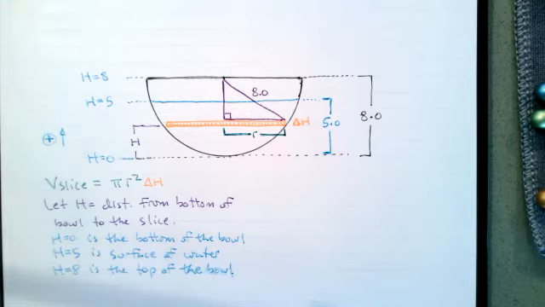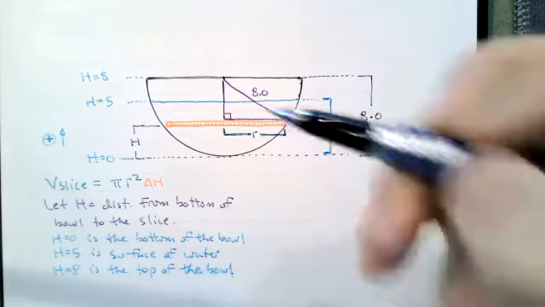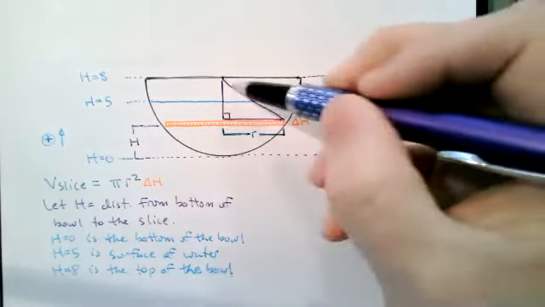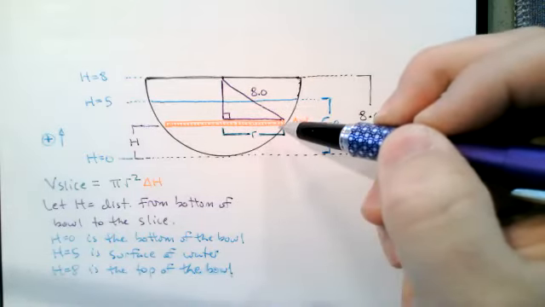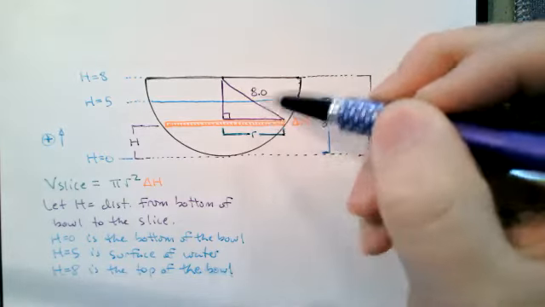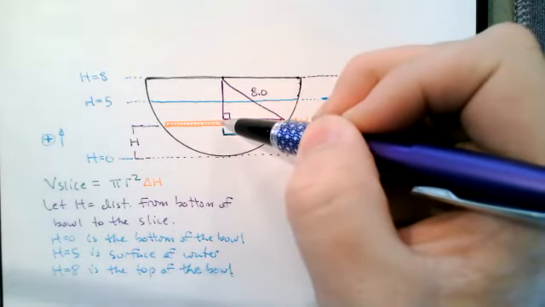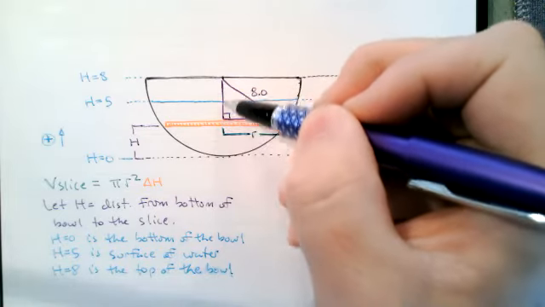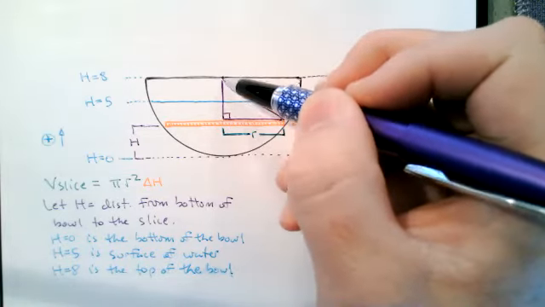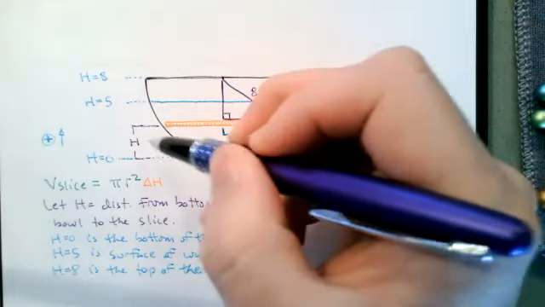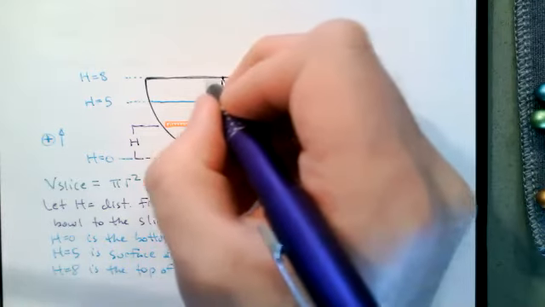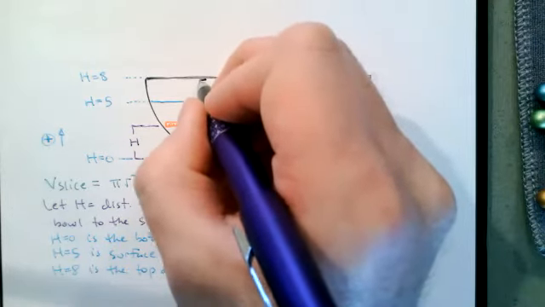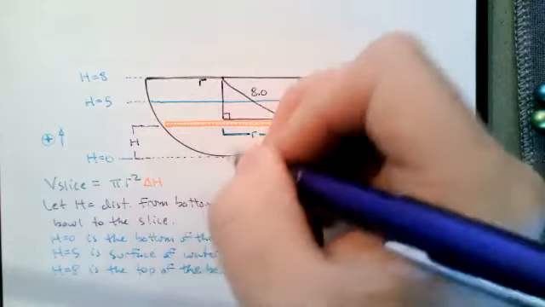When we look at the triangle, I can't use H in the little triangle that I have up here. So now this is going to change our relationship between H and R. Because now in this triangle, H is the distance from the bottom of the bowl to the slice. The vertical leg of the triangle is the distance from the top of the bowl to the slice. So I can't call it H. H is spoken for. It's this distance. So the vertical leg of the triangle is now 8 minus H.